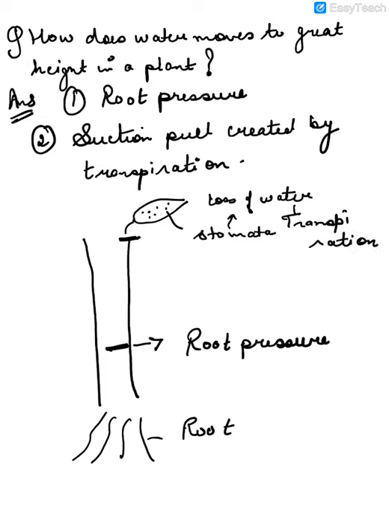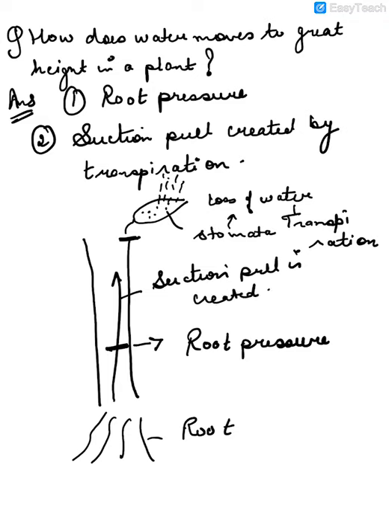Now, due to this transpiration, that is evaporation of water from the surface of the leaves in the form of vapor, a pull is created, a suction pull is created, which pushes the water up to great heights in a stem.